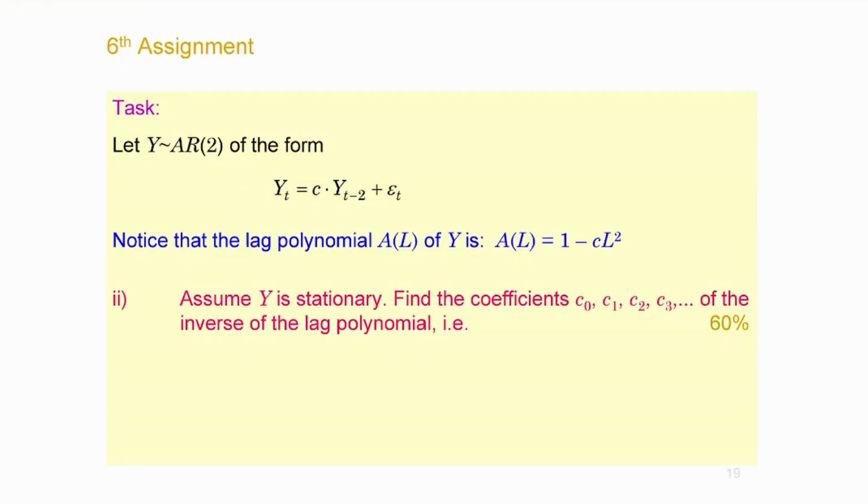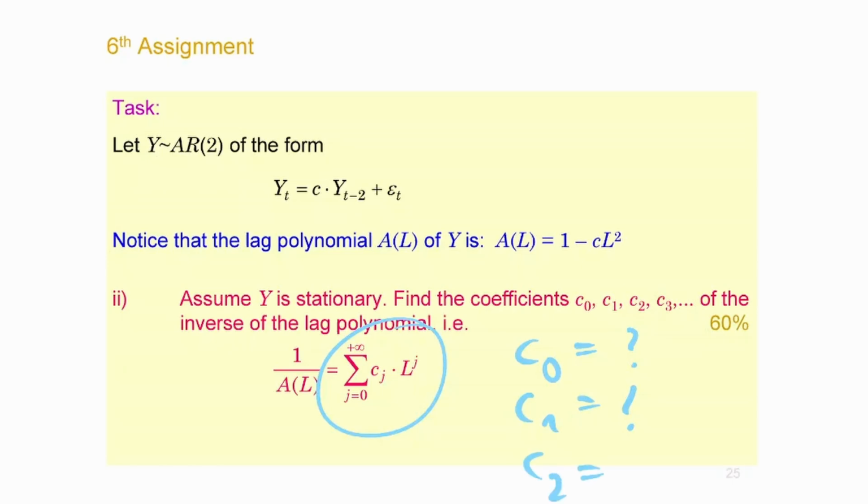And just to give you a hint, you will need to identify these coefficients. Every inverse of a lag polynomial is going to look like this. So you will determine that structure by telling me what these coefficients are. So what is C0? What is C1? What is C2? And so on. That's something you would need to identify and tell me, based on that, how it's going to look.